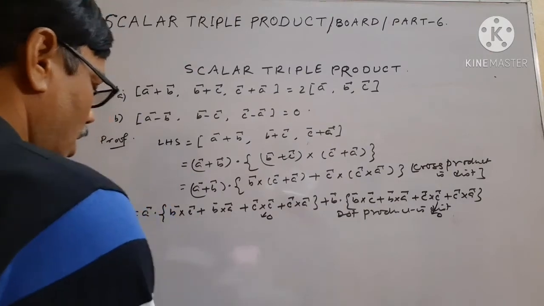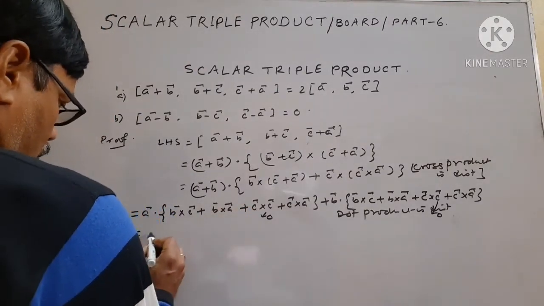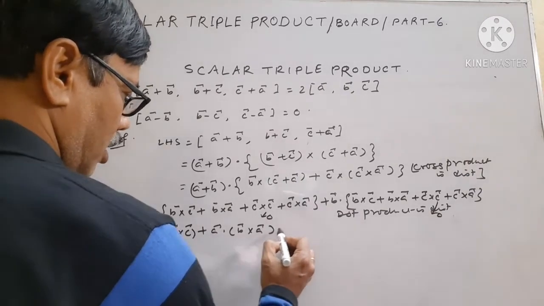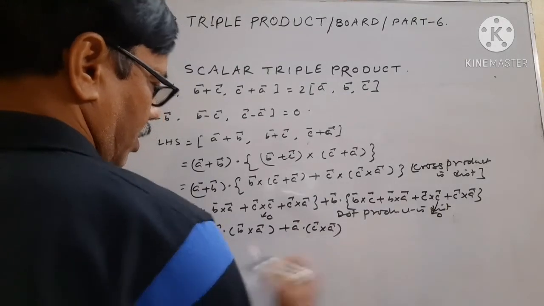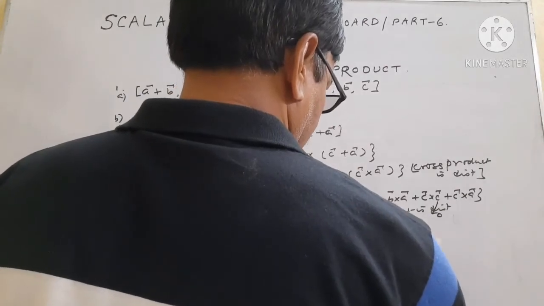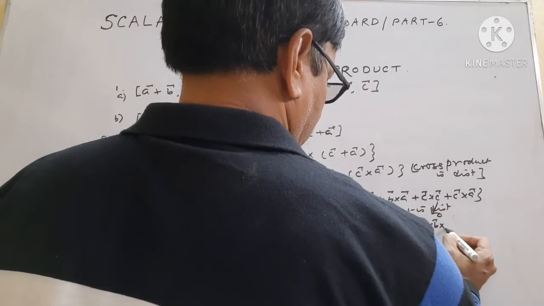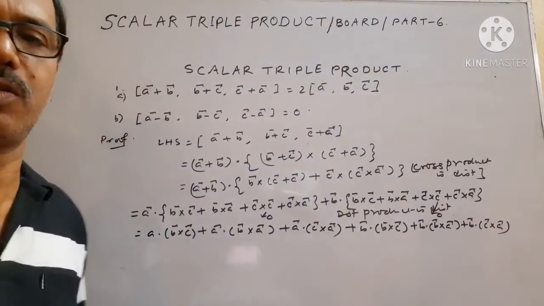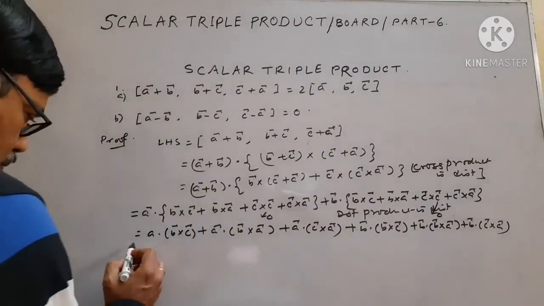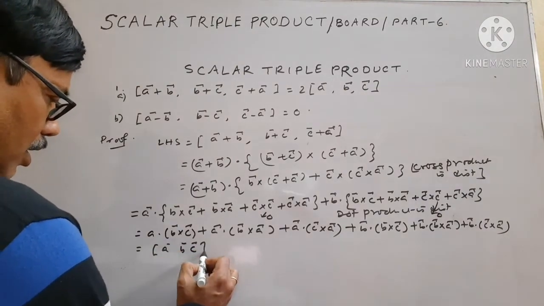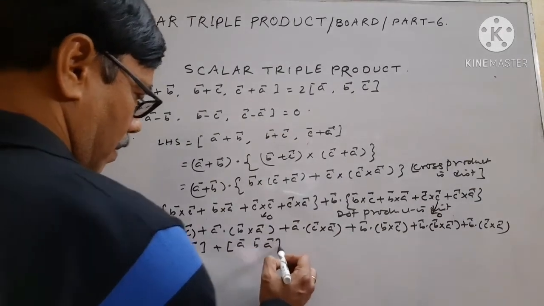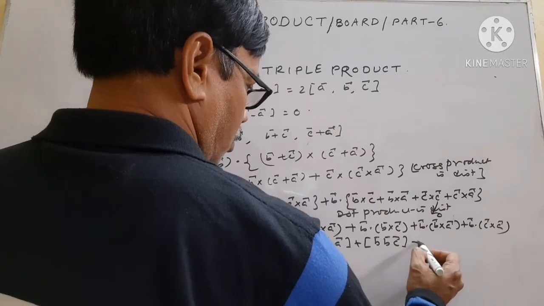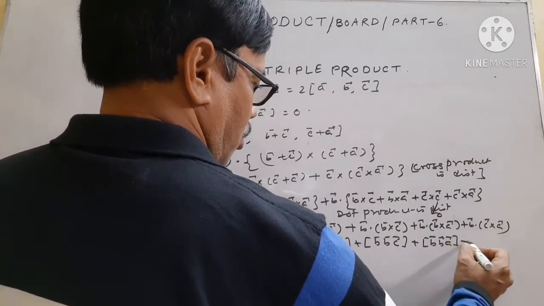Now look, again using the dot product: A dot B cross C, A dot B cross A, A dot C cross A. Again distributive: B dot B cross C, B dot B cross A, B dot C cross A. Dot product is distributive. Now from definition, this is box ABC, this is box ABA, this is box ACA, box BBC, box BBA, box BCA.